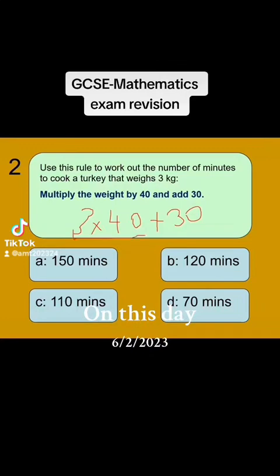So I do 3 lots of 40, that will equal 120. 120 add 30, guys, is equal to 150. So the answer is equal to 150 minutes, guys. So working in minutes for that one.